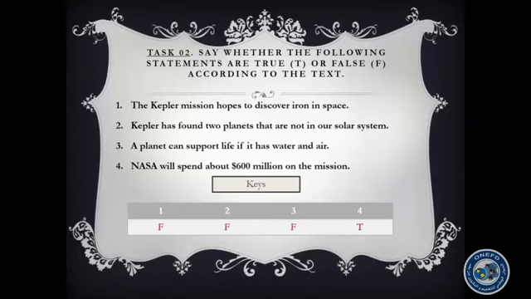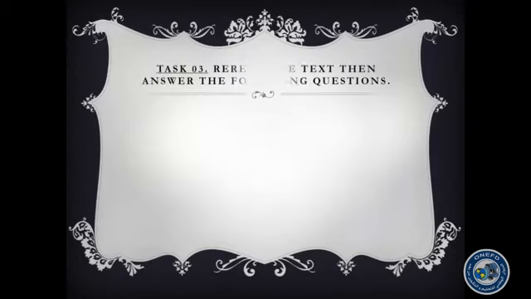So let's move to the next question. So we have task 3. In this task, you are required to reread the text, then to answer the following questions. You have to read the questions carefully in order to understand them and in order to give the correct answer. So question number 1. What is the Kepler Space Telescope looking for?